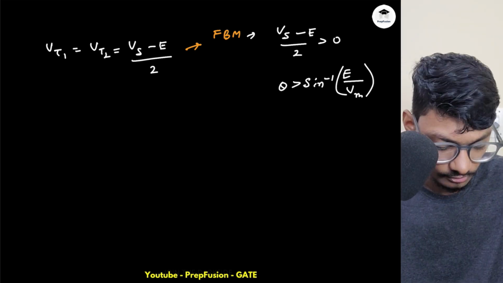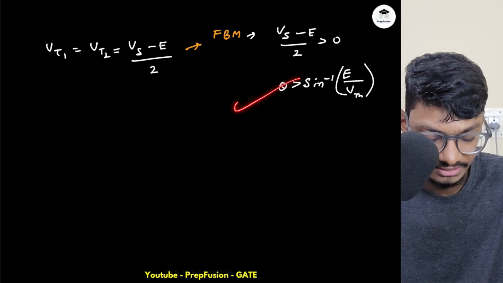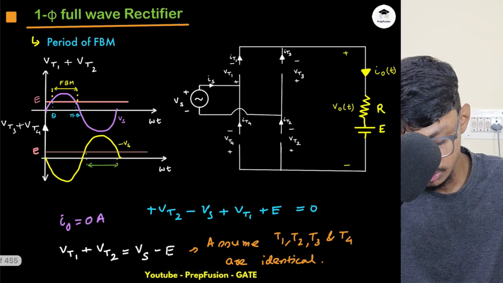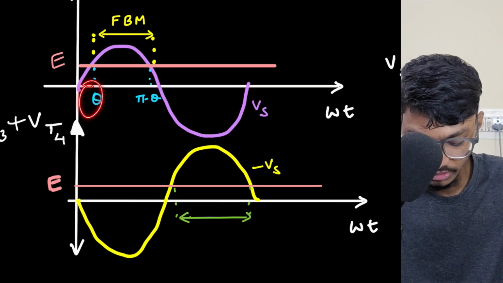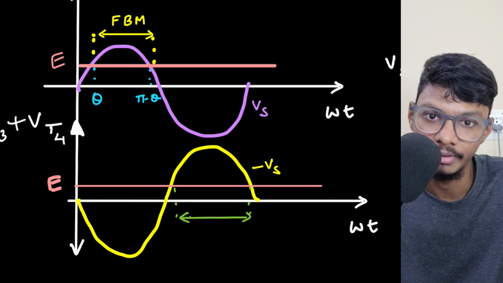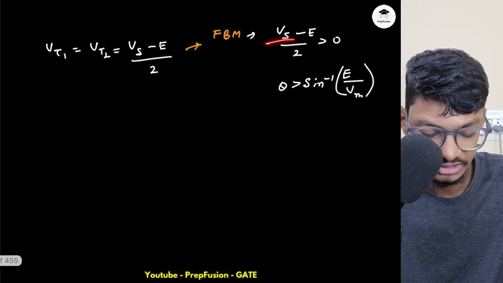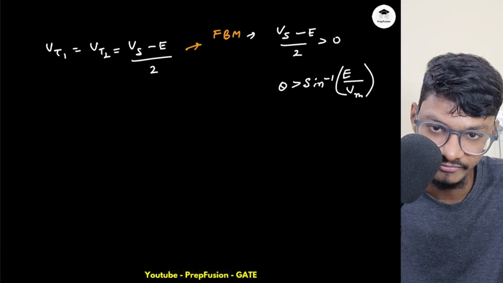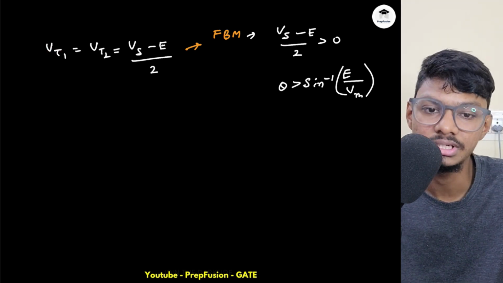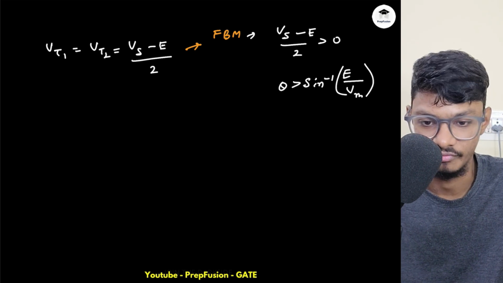Okay, sorry. So at this point of time, they will be in the forward blocking mode, both the diodes. After theta they will be in the forward blocking mode, and at pi minus theta they will again come back to reverse blocking mode, because then again my Vs will be less than E, and the voltage will be negative. The sign of the voltage will be negative for both the thyristors. Hence, they will be off again. Okay.